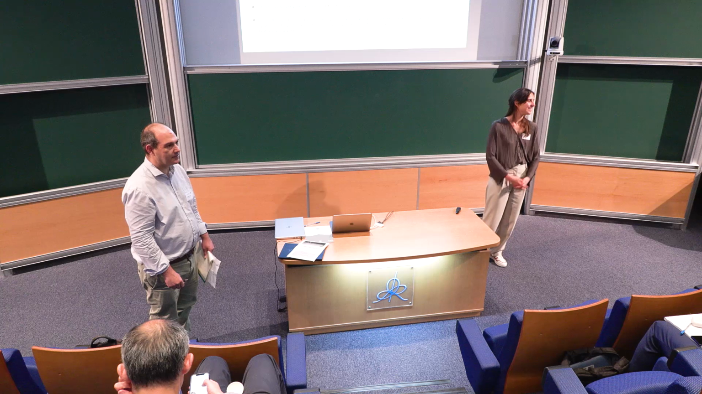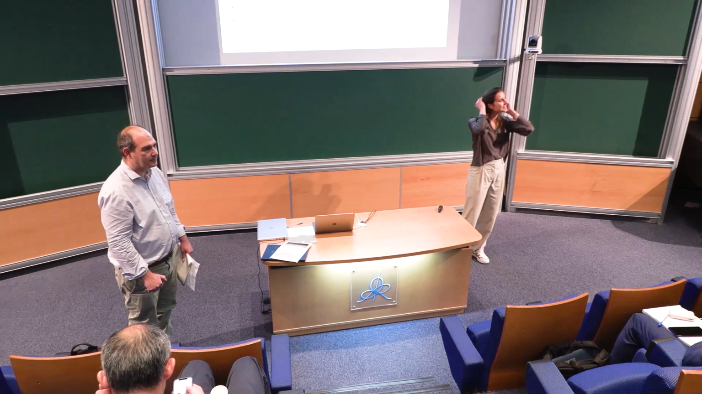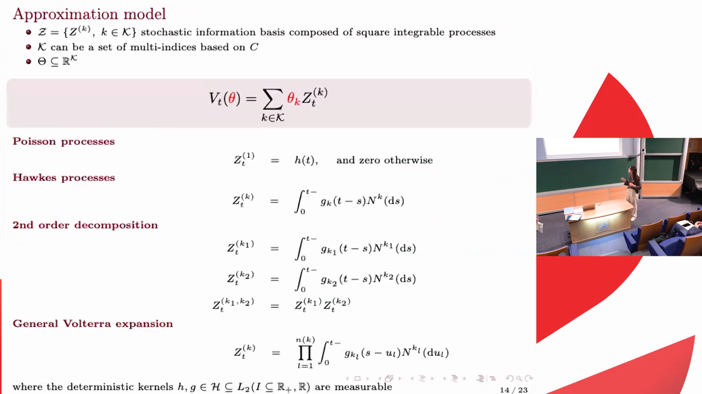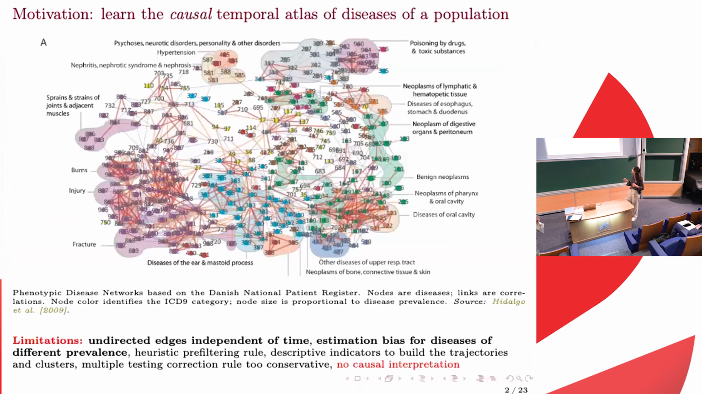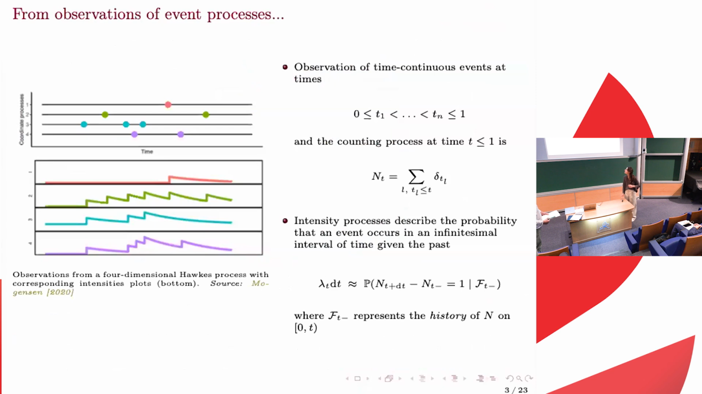I just had a question about the very start of the talk. The schematic diagram you drew of the diseases. I felt like I could understand intuitively the red intensity plot and the turquoise one, how they increase when you see an event, but I couldn't quite understand the green and the purple ones.